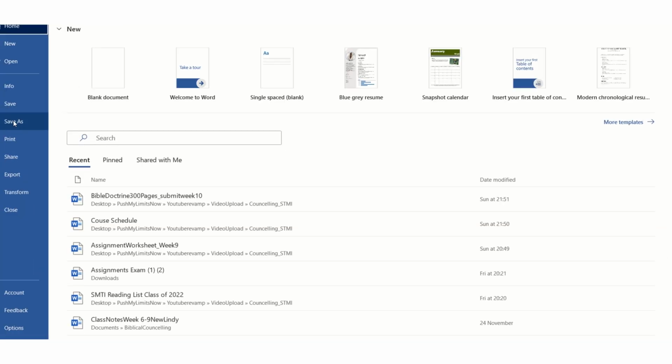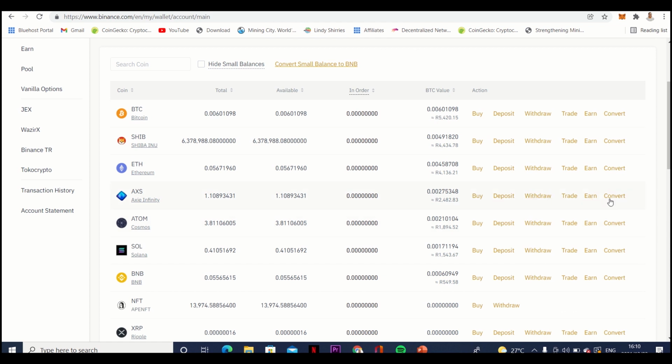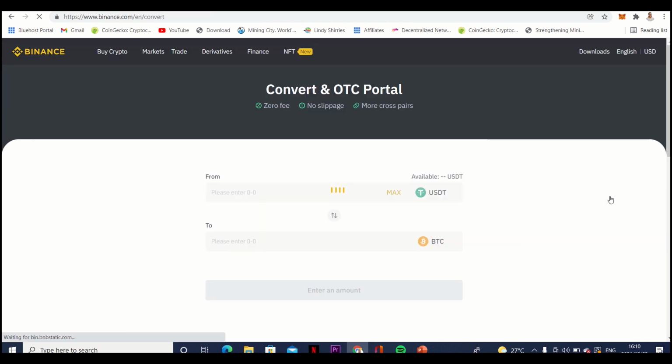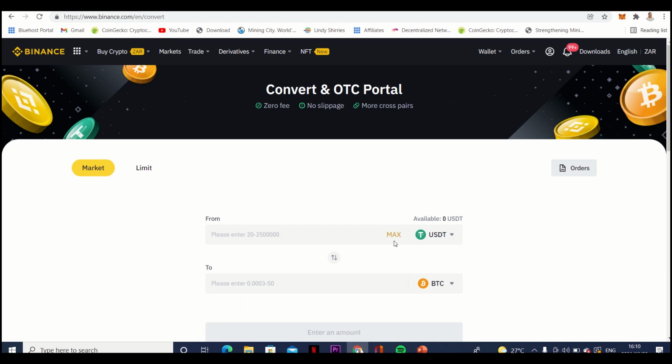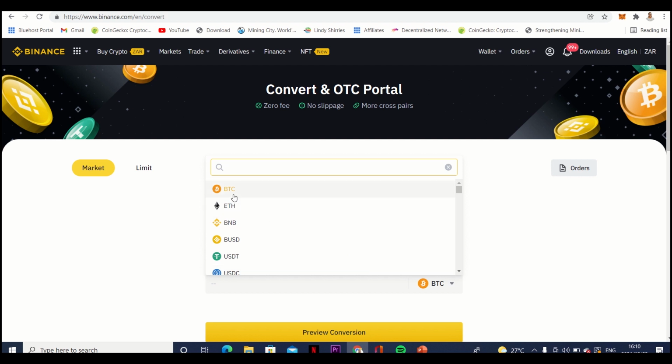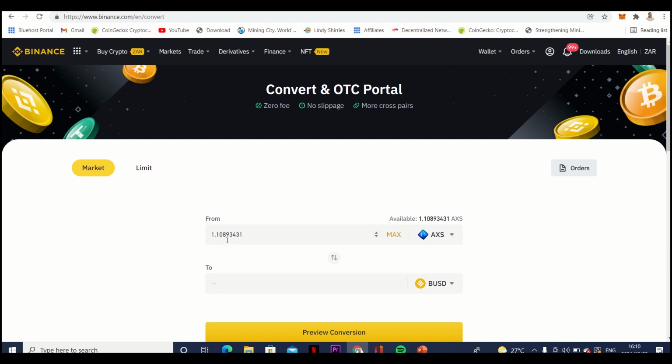You monitor. When you're ready to pay off the loan, it means the value of AXS has gone up. So you go to AXS under your spot, and then you select convert. And when you click convert, it will bring up the screen. And then all you do is select the coin, which is AXS. We're converting from AXS to BUSD, because remember the loan is in BUSD, and that's what we need to pay. So you convert everything. That's why I'm clicking max. And after conversion, the coin will move from AXS to BUSD.